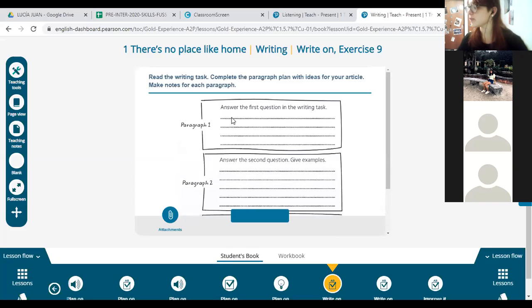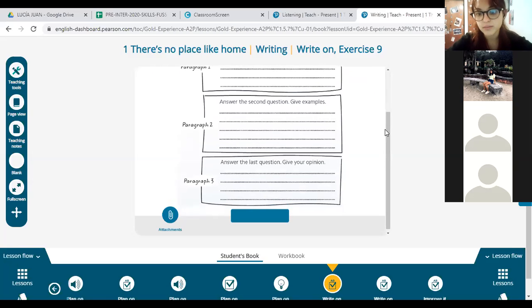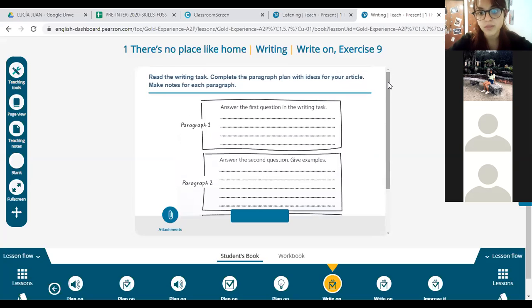Anyway, you have the information on your book, and in the writing task, cuando les suba la actividad de Google Classroom, les voy a recordar las preguntas. Don't worry. I will remind you of the questions and the paragraphs and how many words. Okay? Good. Are there any other questions?